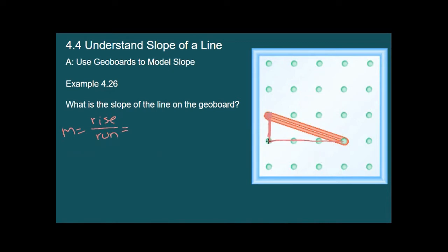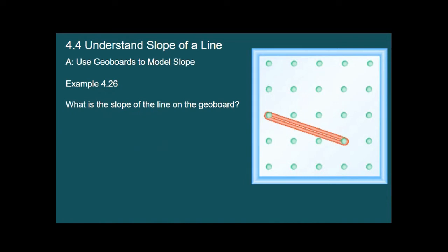So we're going to start here and we go down 1. So what is the change in value from here to here? It's -1. So you have to put a negative if you go down. And then the run is 1, 2, 3. So in this case, the slope is -1/3. Here we see that slope can be negative. If you start on the left and go to the right and you have to go down, then the slope is going to be negative.